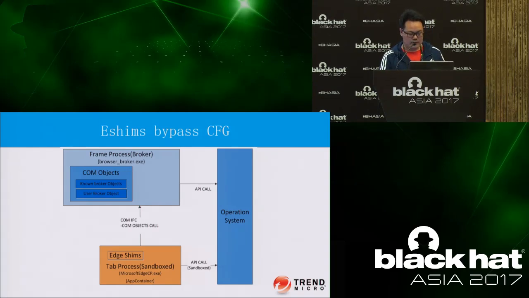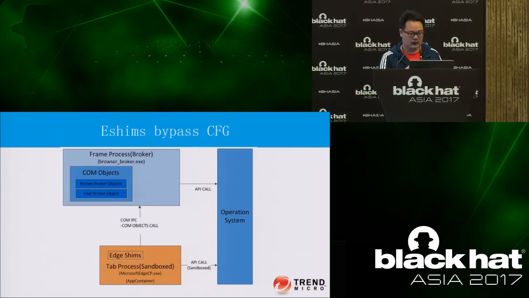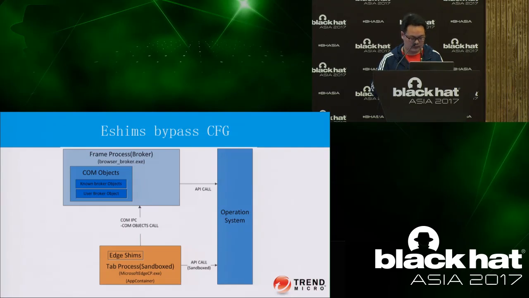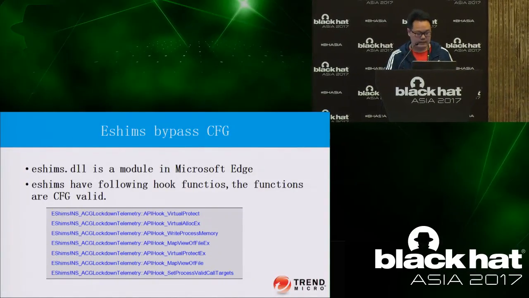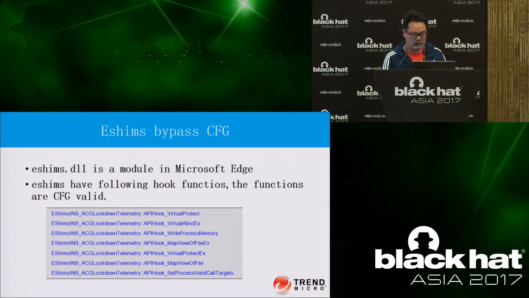Okay, when the tab process wants to call the frame process to do something, it will call it using the Edge ESIM. The Edge ESIM will hook many functions. In these hook functions, they can do some checks, and maybe they can translate the tab process call to the frame process. The ESIMs have the following hooked functions. The following functions are all safety validated, like VirtualProtect, VirtualLock, and MapViewOfFile.